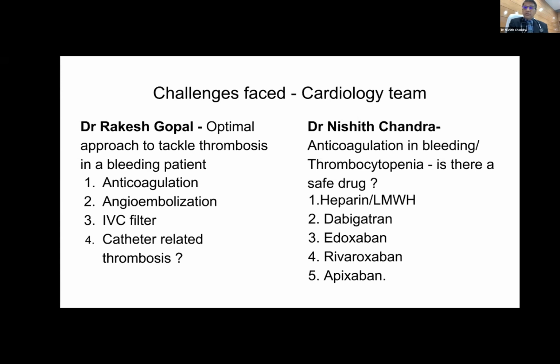If the platelet counts are below 50,000, then again we have to assess the risk of thrombosis. If the risk of thrombosis is more, then we have to put them on half dose of low molecular weight heparin, 0.5 milligram per kg, or even hold low molecular weight heparin for some time and assess. And as Dr.